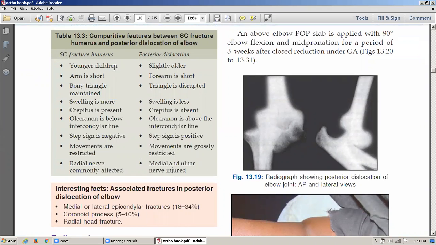Then comparative features between the supracondylar fracture humerus and the posterior dislocation of the elbow. In supracondylar fracture humerus, it occurs in younger children, the arm is short, the bony triangle is maintained, swelling is more, crepitus is present, the olecranon is below the intercondylar line, the step sign is negative, and the movements are restricted. And the radial nerve is commonly affected.